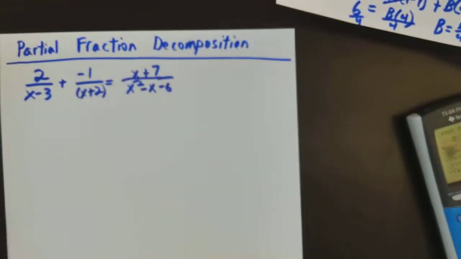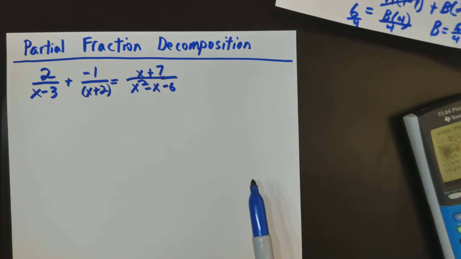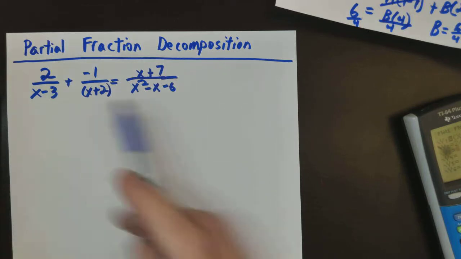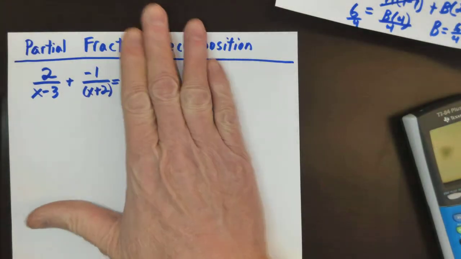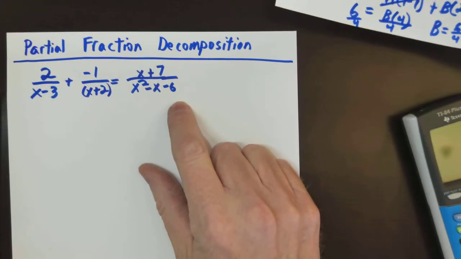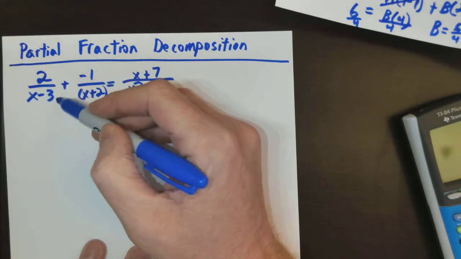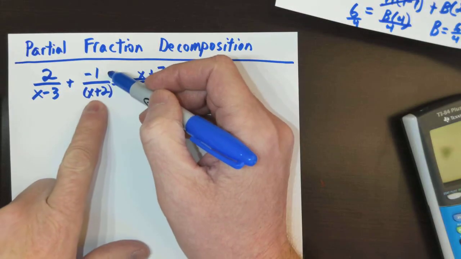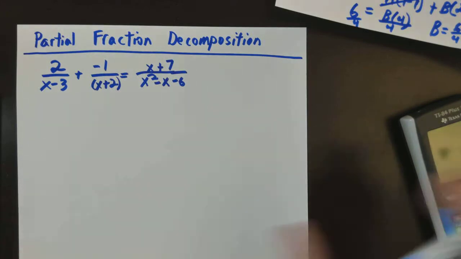Well, hi everyone. We're talking about partial fraction decomposition. And I've got this equation here, and it is true. When we were working earlier in the year, we would take this and try to simplify it to this. Like if I multiplied this by x plus 2 over x plus 2 and multiplied this one by x minus 3 over x minus 3 and combined everything, then I would get that.